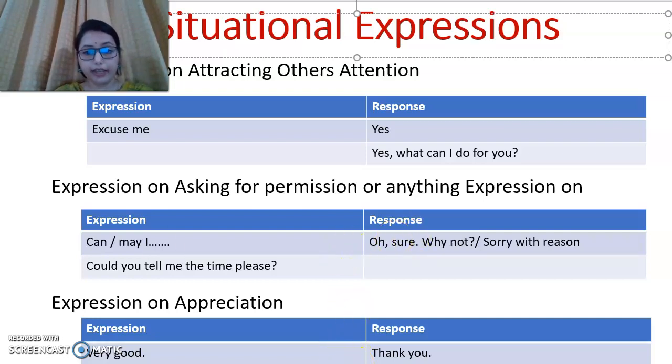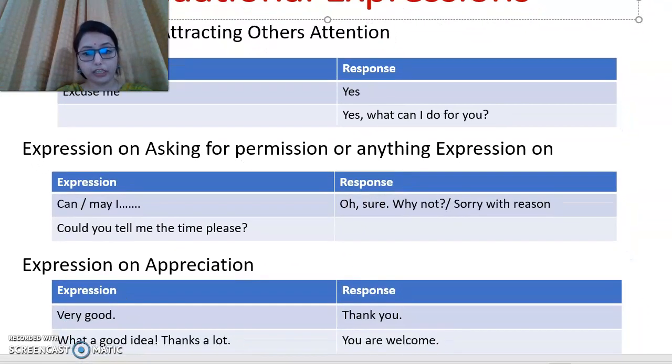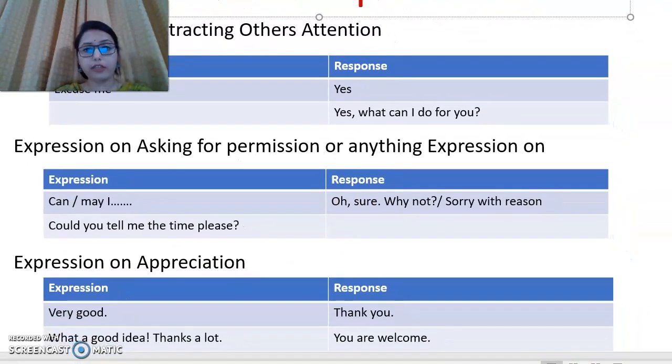Now see the next thing, expression on appreciation. It means whenever anyone is doing something good, appreciation must be there. You'll have to praise someone, or say yes, good, very good, something like that. This is called expression. If one speaker is saying very good, the response will be thank you. What a good idea. Thanks a lot. The response will be oh yes, you are welcome. You are most welcome. This way mostly we say.